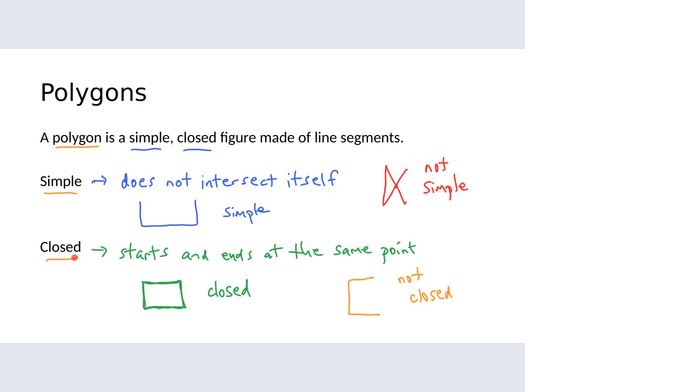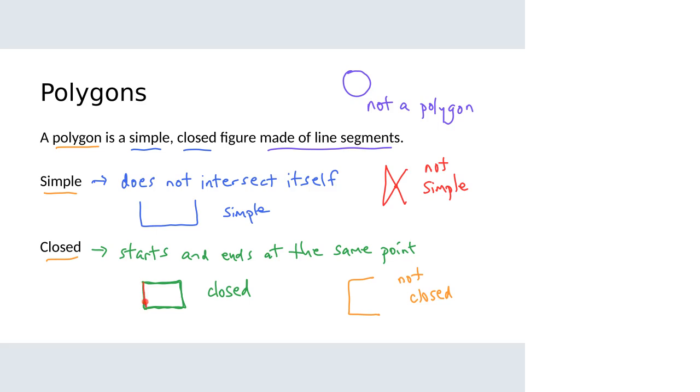One thing that has to be brought up, though, it's kind of important for us to address this one, is a circle. Let me do another. There we go. A circle. And you look at that and you think, well, it's simple. It doesn't intersect itself. It's closed. It starts and ends at the same point. The reason that circle is not a polygon is because it's not made of line segments. It's just a curve. And so anytime we have a polygon, it's going to be made up of line segments.